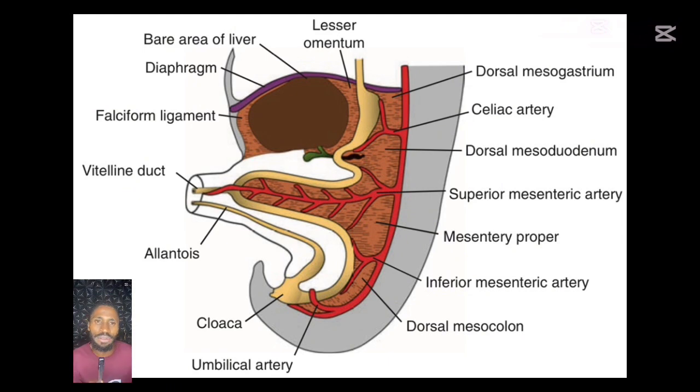Don't forget, we have the ventral mesentery and we have the dorsal mesentery. The ventral mesentery divides into the lesser omentum and the falciform ligament, while the dorsal mesentery forms the greater omentum, which also covers the greater curvature of the stomach. The dorsal mesentery also forms the mesoduodenum and the mesentery proper that covers the jejunum and some part of the ileum. So very, very simple.